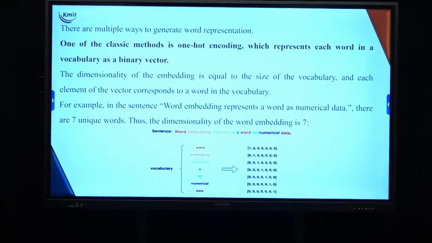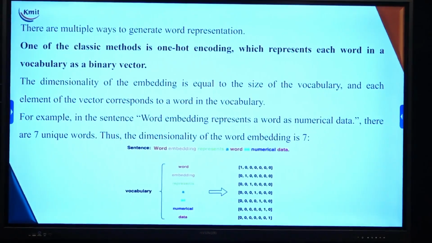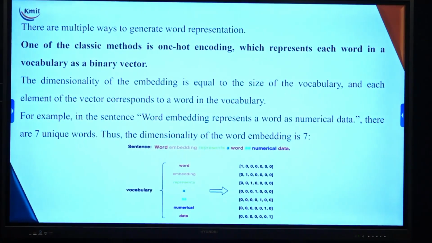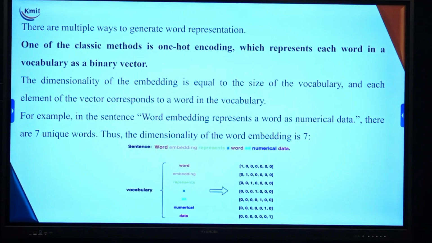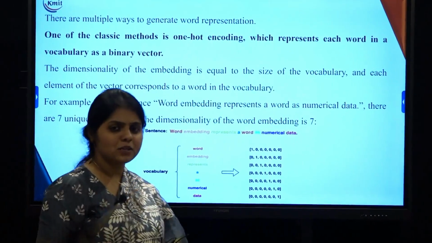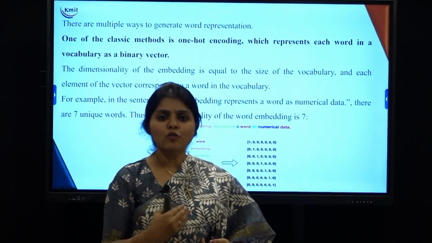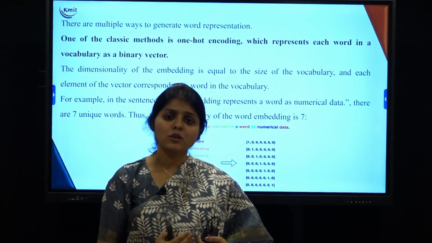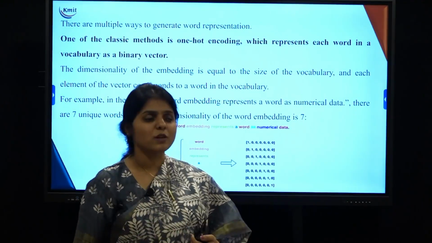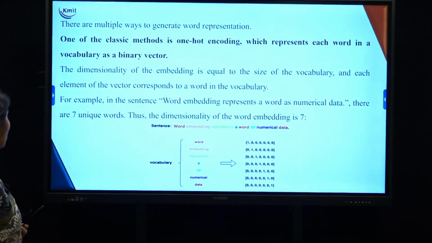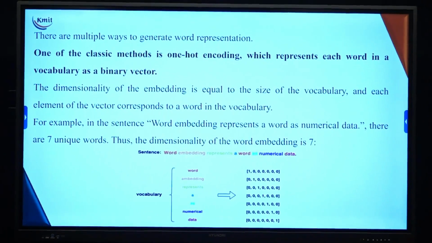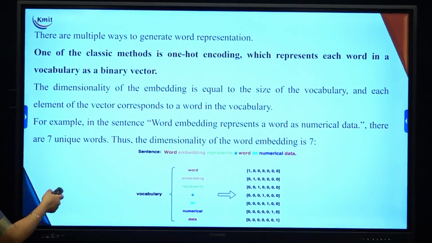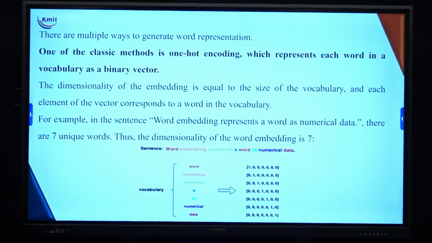Now as you can see, one simple standard method of word representation is one hot encoding. We have already followed this in machine learning in the context of tabular data. But when you go for natural language processing, in the context of human language, we will also be using one hot encoding. Now the dimensionality of the embedding is equal to the size of the vocabulary.